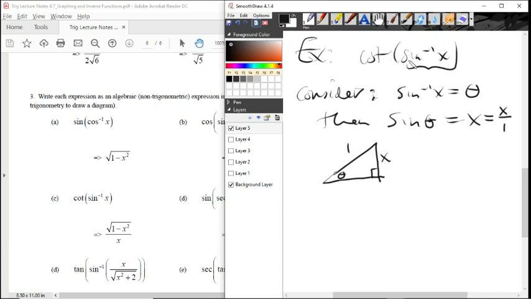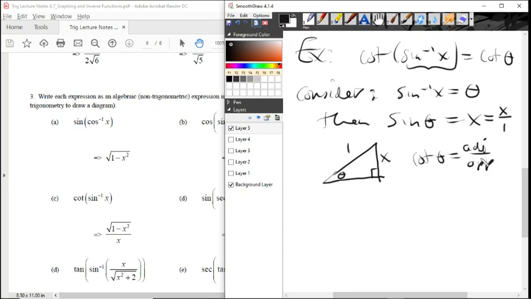Now, since the arcsine of x is equal to theta, we're actually evaluating the cotangent of theta. What is the cotangent of theta? The cotangent of theta is the reciprocal of tangent. Tangent is opposite over adjacent, so cotangent is adjacent over opposite. Notice we don't need to know what theta is. We don't need theta as an angle. We want the cotangent of theta.